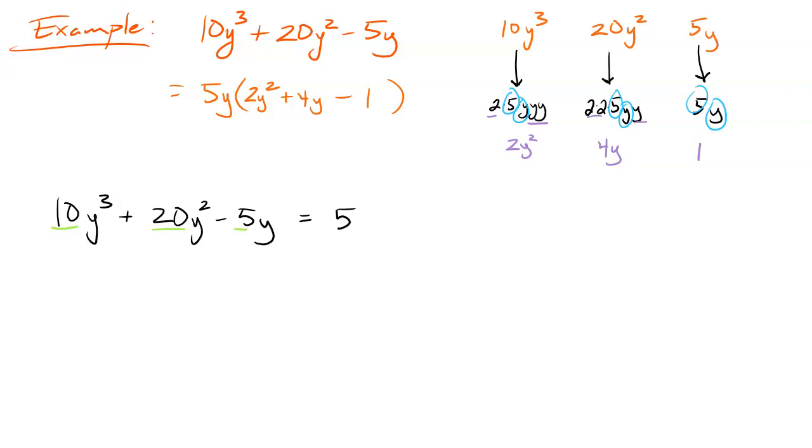And then once you do the numbers, you focus on the letters. And if there's more than one letter, then you do them separately. But if I'm looking at the y's, I've got 3 y's, I've got 2 y's, I've got 1 y. And so in my head, I know they only have 1 y in common. And then to figure out what's left over, I divide by what I just took out.